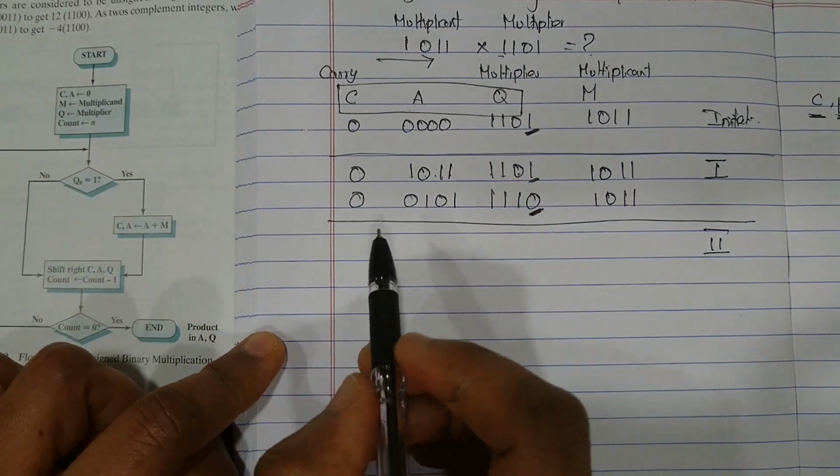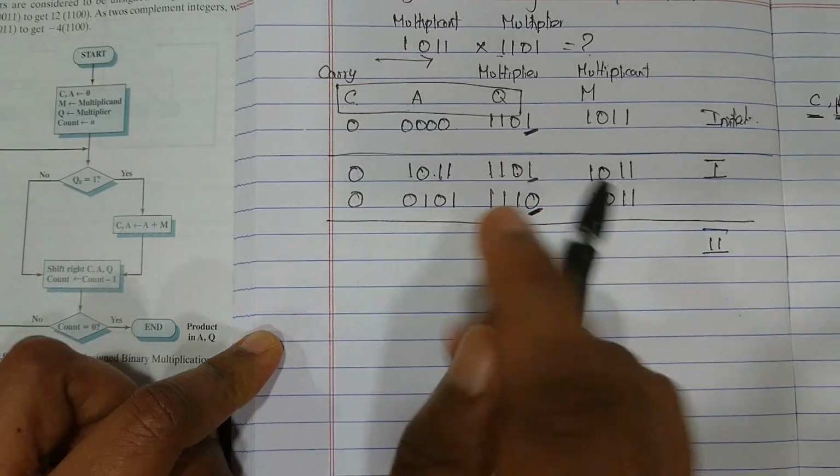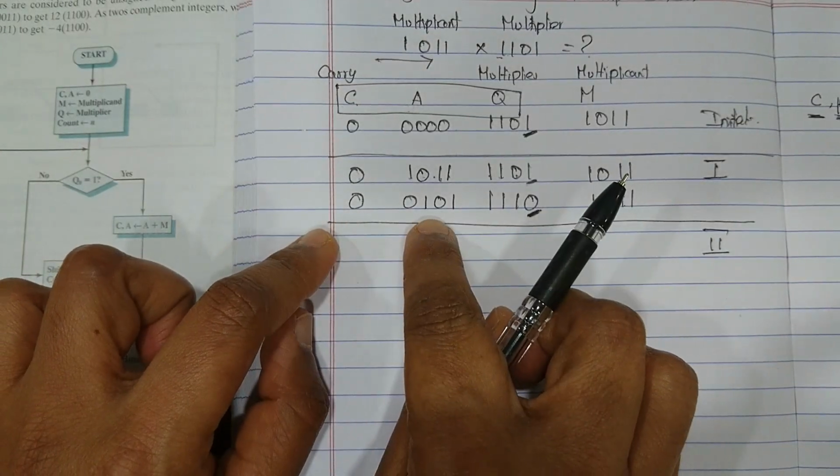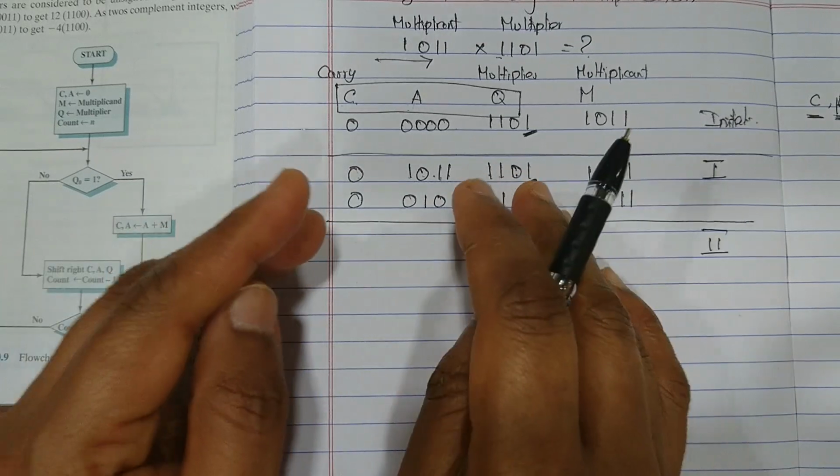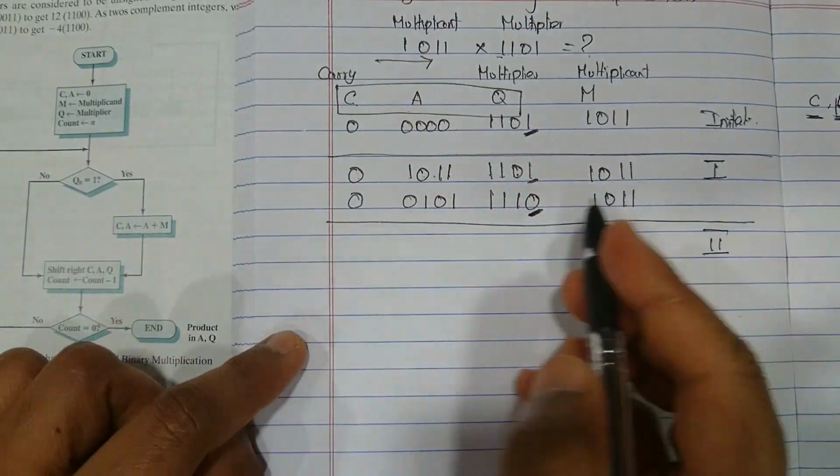What are you going to shift? Again the same thing. C, A, Q. So what is the value of C? What is the value of A? What is the value of Q? All those bits shift to the right one bit.